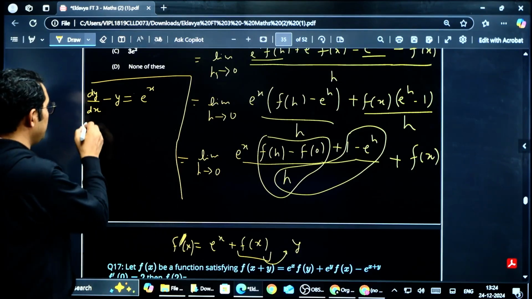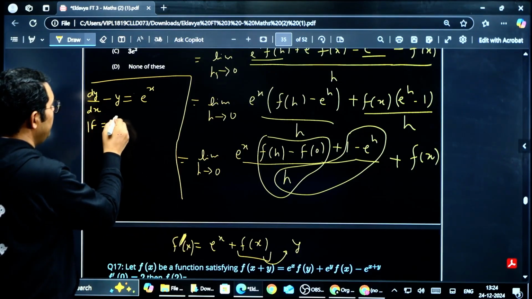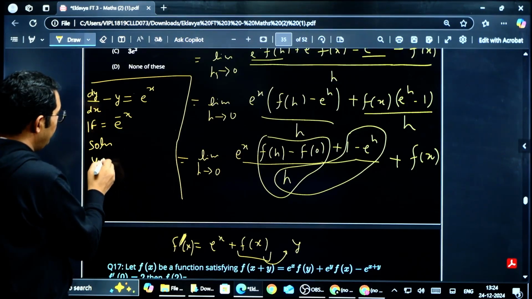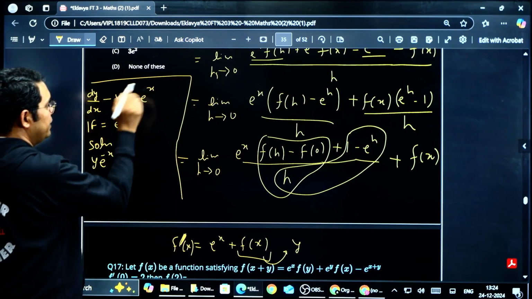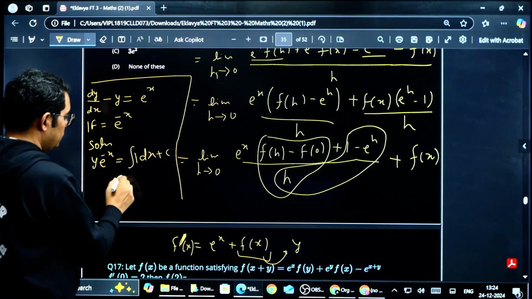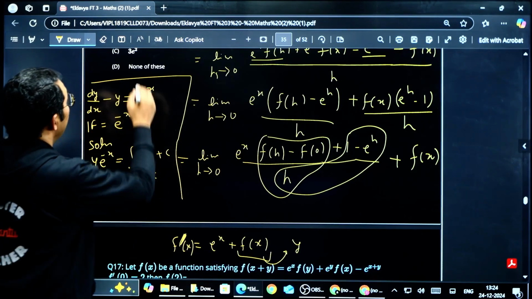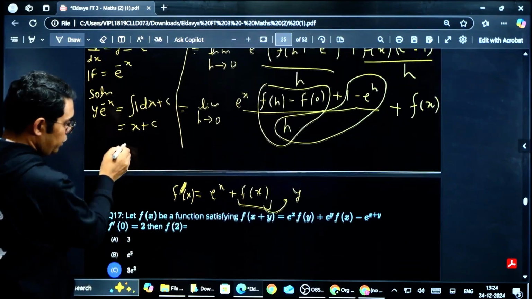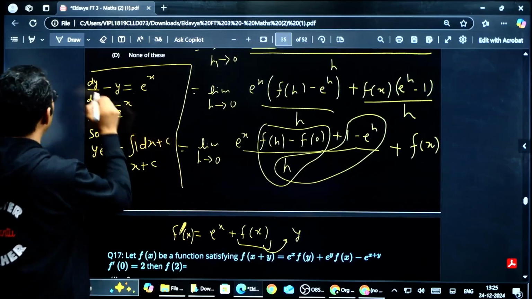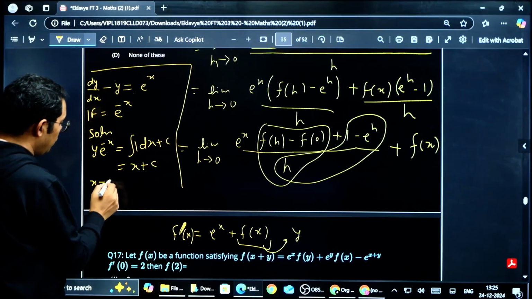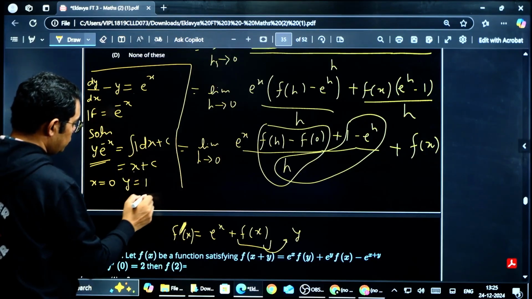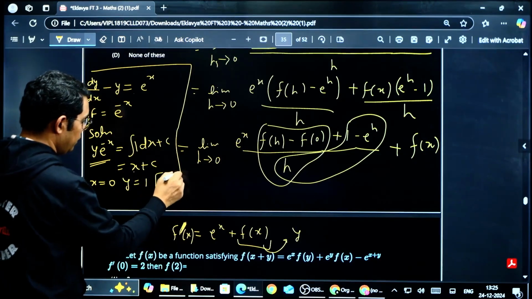It is a linear differential equation whose integrating factor would be e power minus x, and the solution would be y into e power minus x equal to the integral of e power minus x multiplied with this. So this is just 1 dx plus some constant, so x plus c. We are also given that f 0 is 1. Actually, we found f 0 to be equal to 1. So at x is equal to 0, y is equal to 1. So 1 here, 0 here. So the value of c will be equal to 1. c is equal to 1.